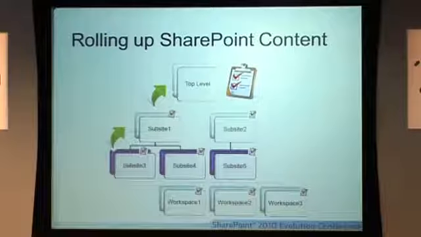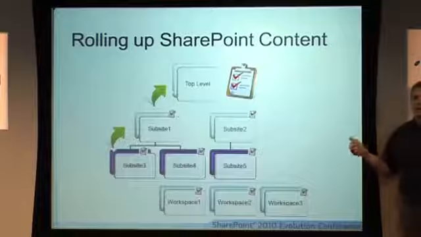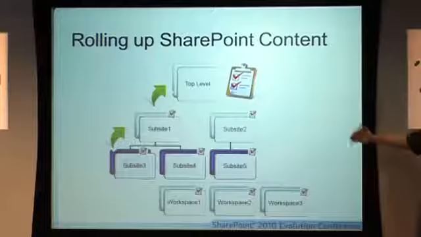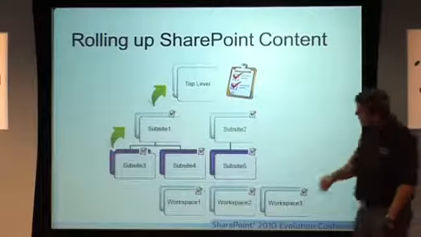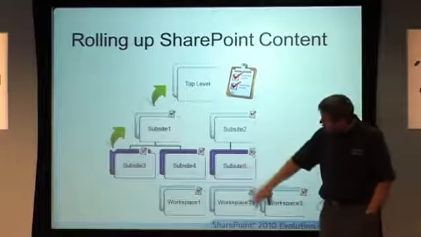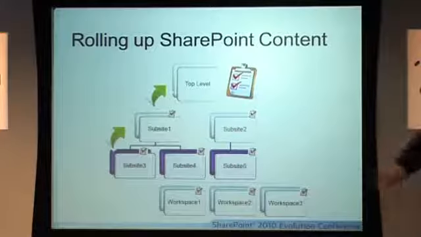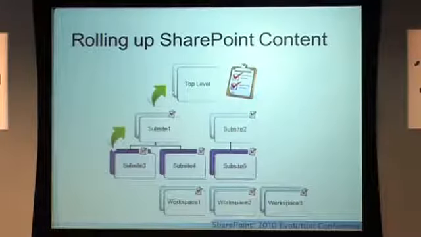Now, we can be selective. I'm going to show you how we can actually filter this information. We can specify which sites we want to roll up from. So it might be that only subsite 5 and the workspaces are actually relevant to us. We don't really care about any of the other stuff. So we can actually select which content or which site we want to start the roll up from, rather than getting everything from the entire site collection.